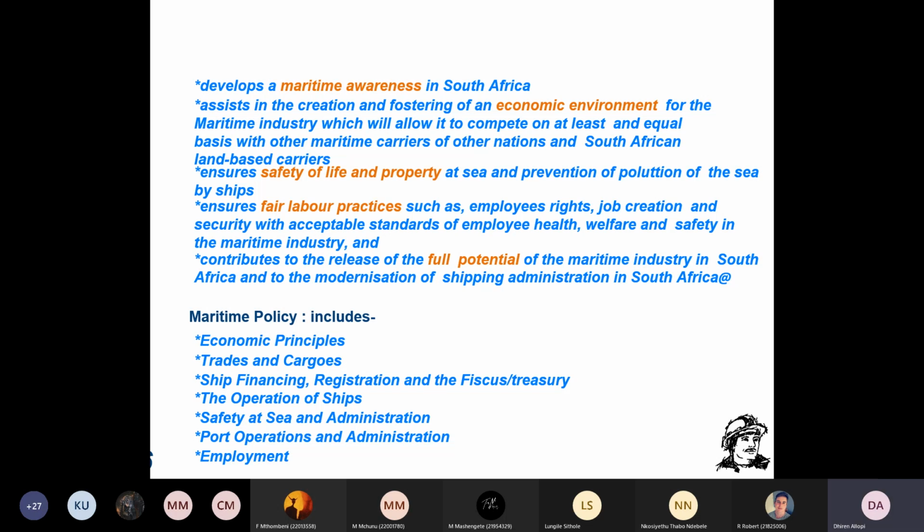If you go through the policy, you will see that the policy does make reference to cargoes, financing, operation of ships. Sea is covered under the maritime. And again, you can refer to the point 2 that's mentioned.